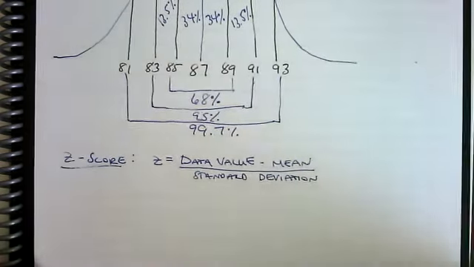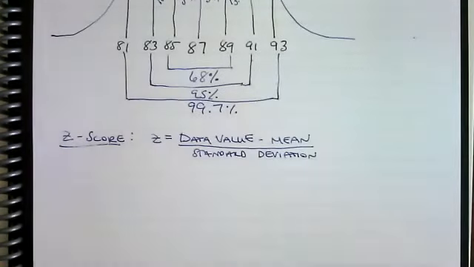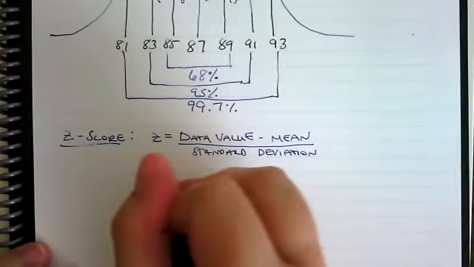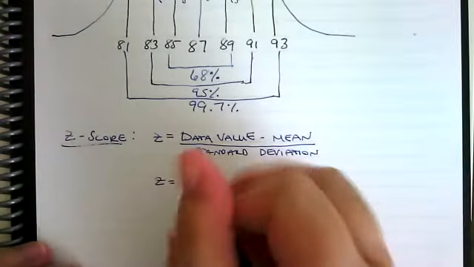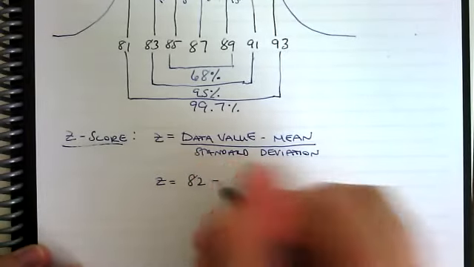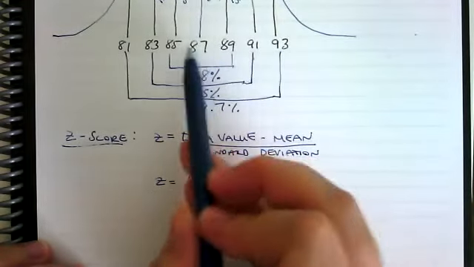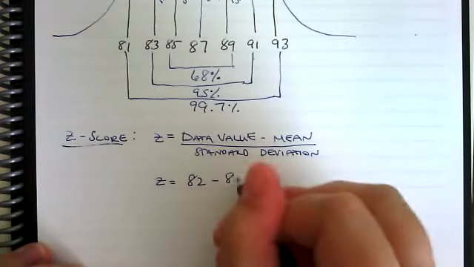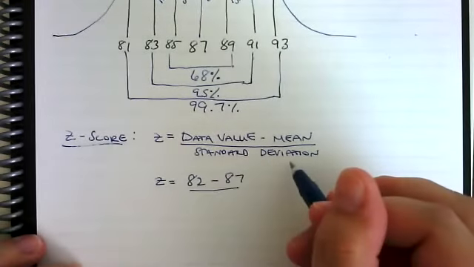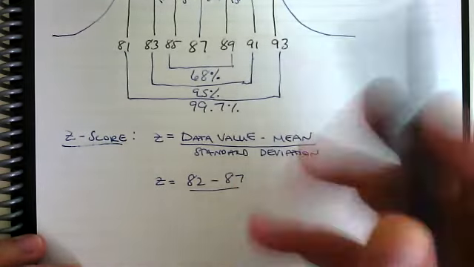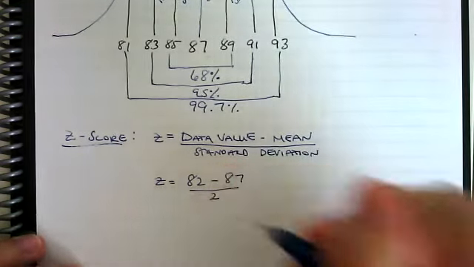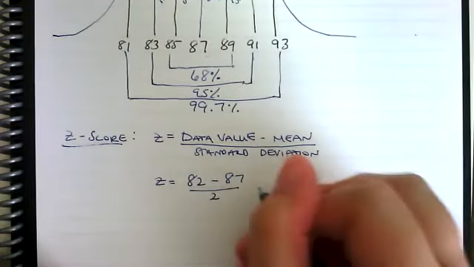Okay, so let's do 82. Let's say that someone scored an 82 and they want to see where they fell. So we do z equals, my data value is the value that you get, so the person that got an 82, minus the mean, and the mean is the 87 because that's what's in the middle, and then divide by the standard deviation. And remember, the standard deviation is just what's the difference between each of these, so it's 2. And standard deviation is always going to be positive here.